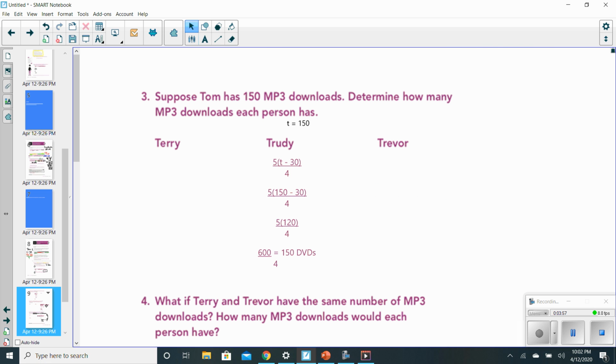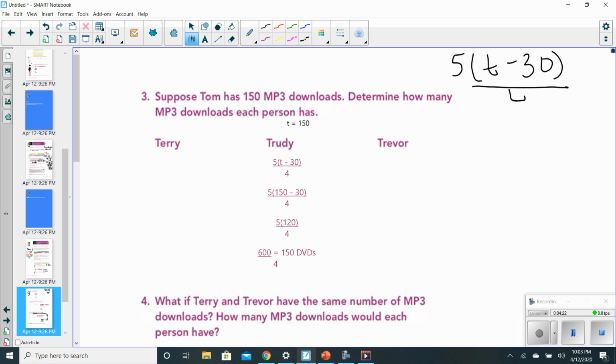Now let's take a look at this next page. So it says number 3, suppose Tom has 150 MP3 downloads. Determine how many MP3 downloads each person has. Again, because we worked with Trudy before, I'm going to work with her here. If we know that Tom has 150 downloads, and we know that Trudy has 5 times (T minus 30) divided by 4, we're going to plug in 150 for T. So that means we're going to have 5 times (150 minus 30) over 4.